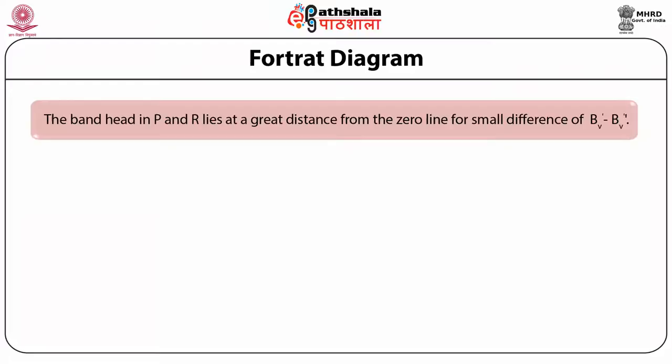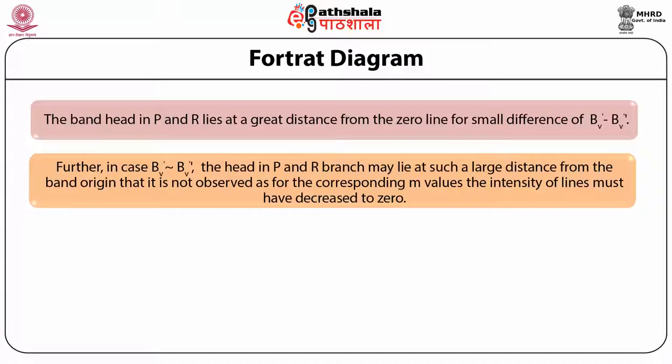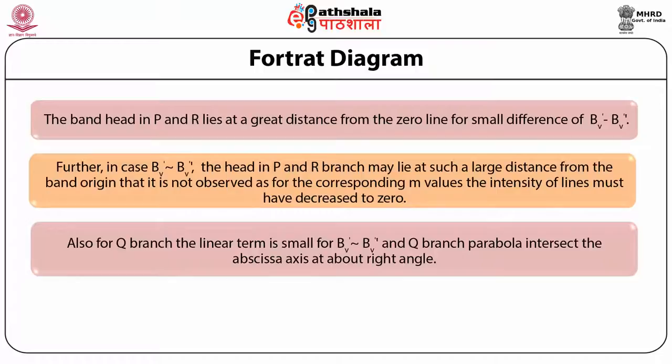Further, in case B nu prime is approximately equal to B nu double prime, the head in the P and R branch may lie at such a large distance from the band origin that it is not observed, as for the corresponding M values, the intensity of lines must have decreased to zero. Also, for the Q branch, the linear term is small for B nu prime equal to B nu double prime, and the Q branch parabola intersects the abscissa axis at about a right angle.